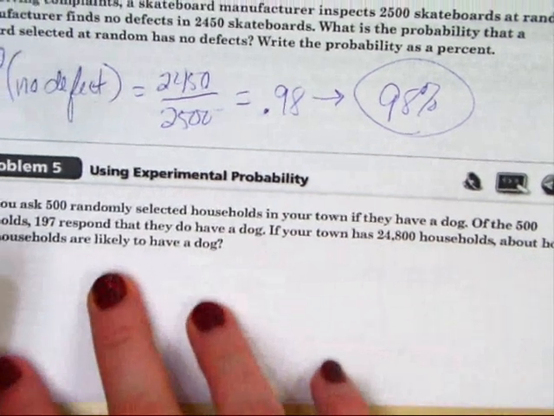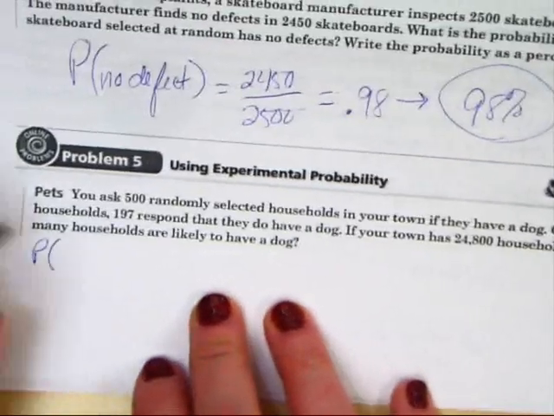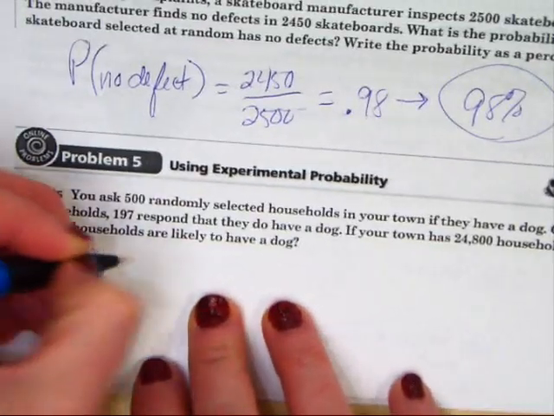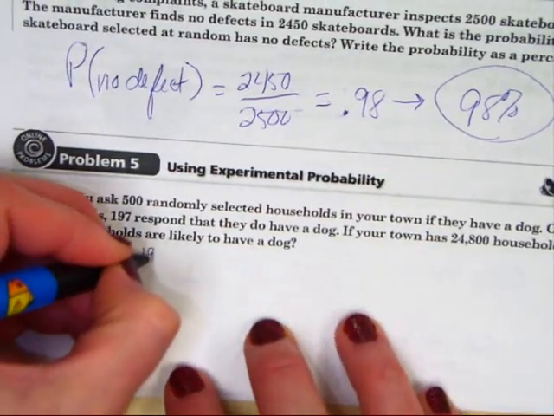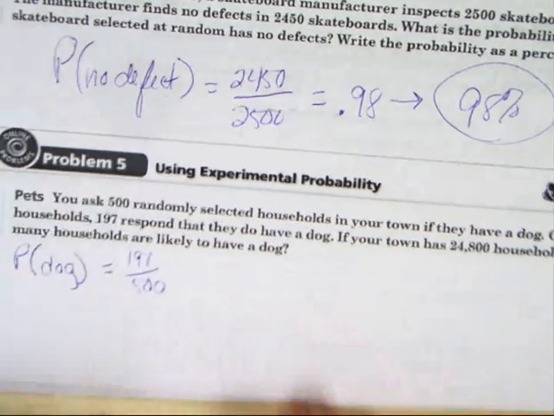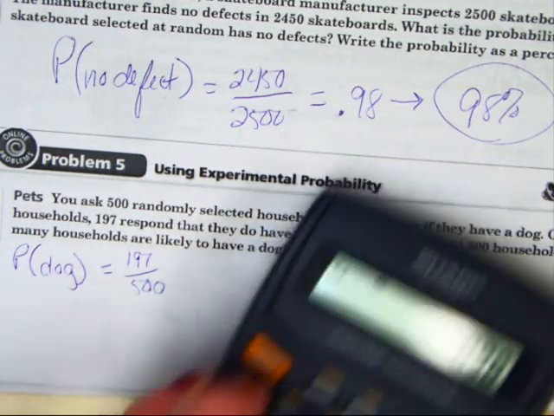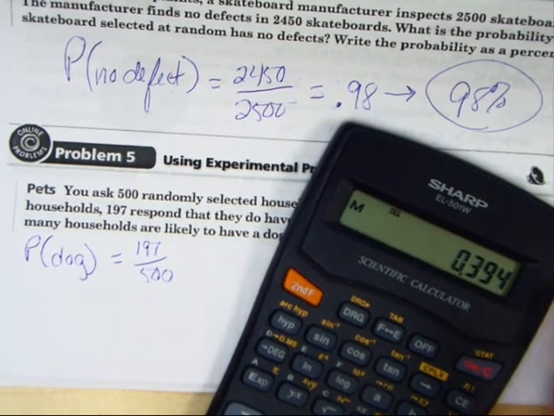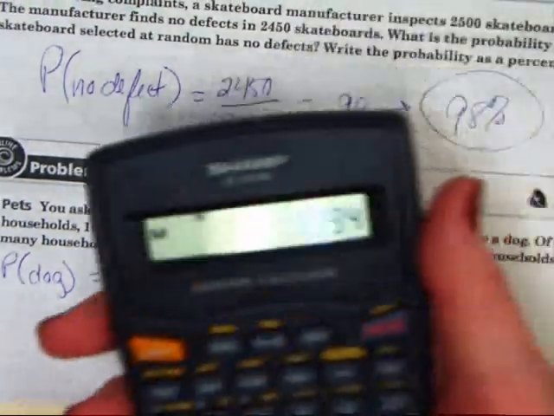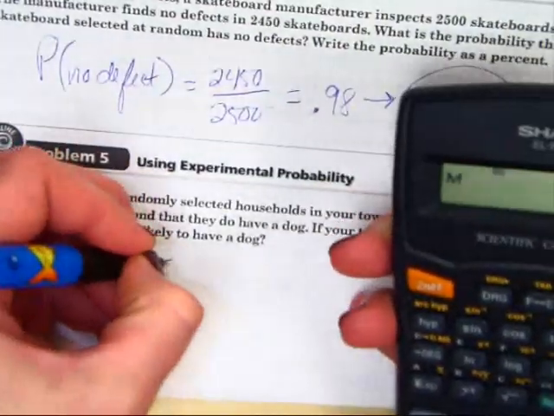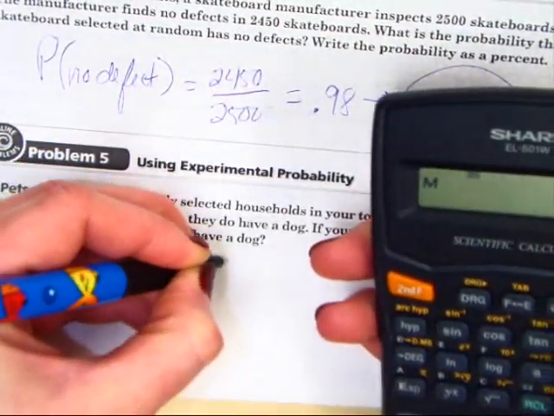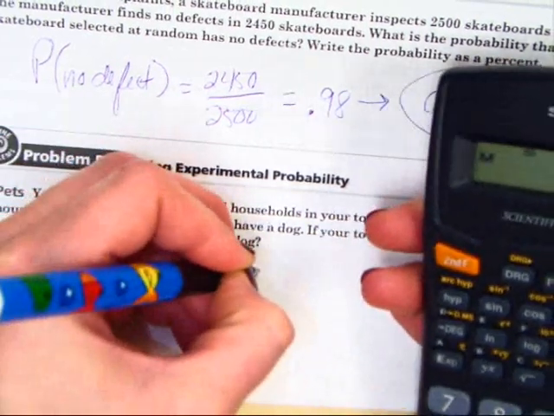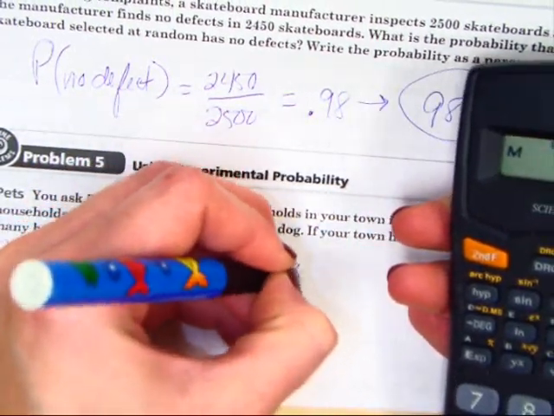So what we're going to do is the experimental probability of having a dog, and that was 197 out of 500. We may as well convert this to a percent. Look how nice that number is. That percent is 39.4%, or as a decimal, 0.394.